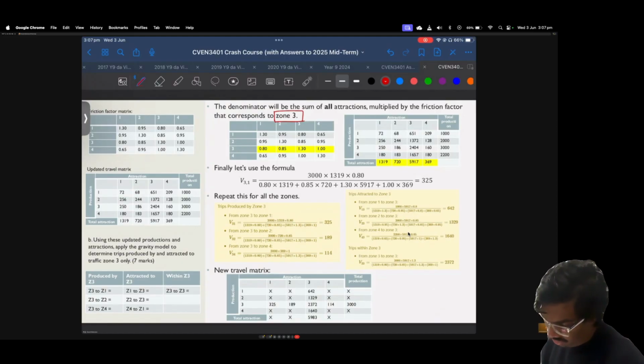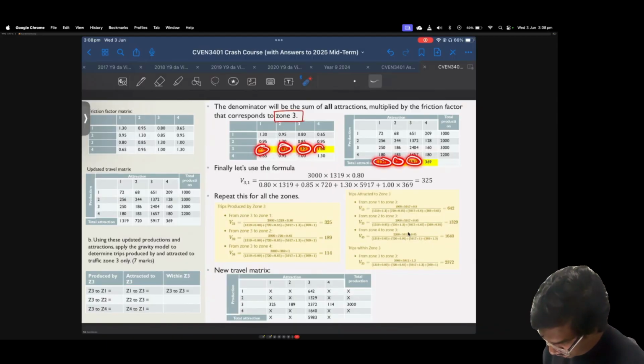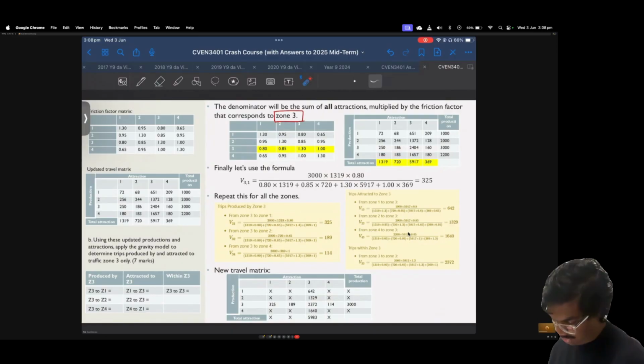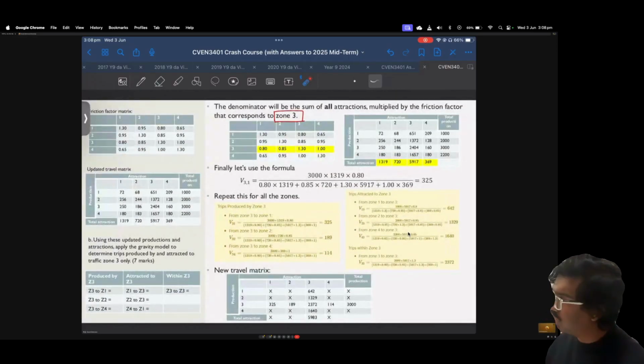So finally we use this formula, okay? The formula is the trips produced by zone 3 is 3,000, attracted by zone 1 is 1,319, and then 0.80 is the friction factor. But then the denominator is just going to be this times this, plus this times this, plus this times this, plus this times this, and you should get 325. All right, and you just repeat that for all of them. This will take you some time to get your head around, but more than anything, make sure you're multiplying the correct things.